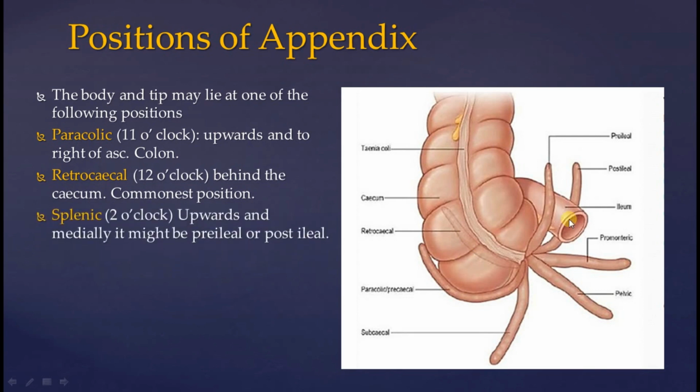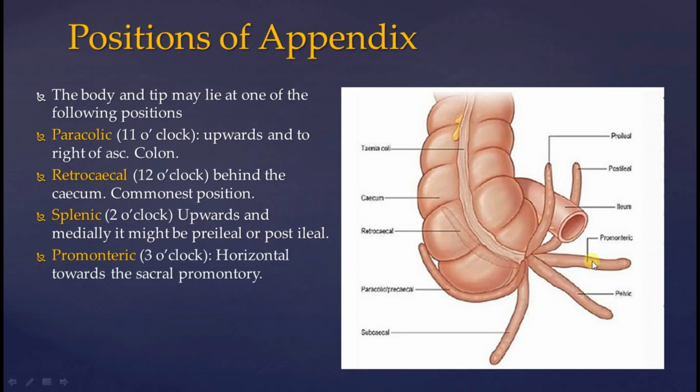Then you have the splenic type, which is the 2 o'clock position. It is directed upwards and medially. It might be pre-ileal or post-ileal. The pre-ileal is a very dangerous position, because if the appendix gets inflamed, especially the pre-ileal type, then it might infect the peritoneal cavity, leading to general peritonitis. That is about the splenic.